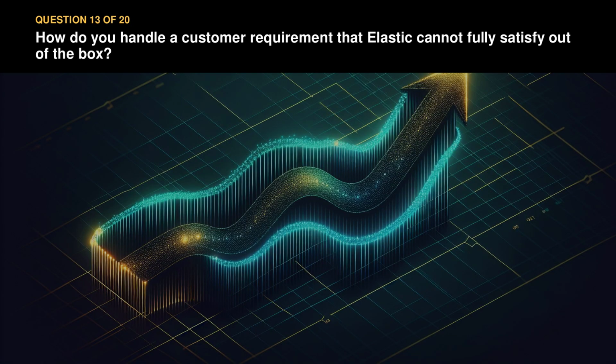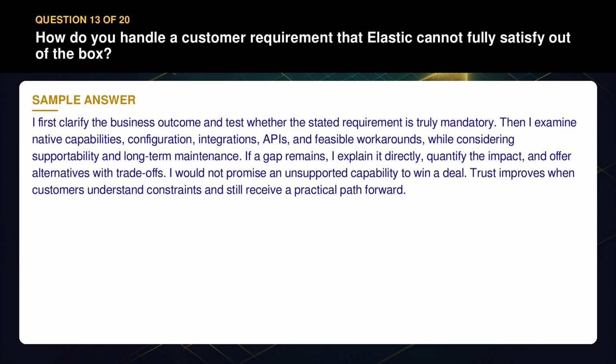Question 13. How do you handle a customer requirement that Elastic cannot fully satisfy out of the box? I first clarify the business outcome and test whether the stated requirement is truly mandatory. Then I examine native capabilities, configuration, integrations, APIs, and feasible workarounds, while considering supportability and long-term maintenance. If a gap remains, I explain it directly, quantify the impact, and offer alternatives with trade-offs. I would not promise an unsupported capability to win a deal. Trust improves when customers understand constraints and still receive a practical path forward.